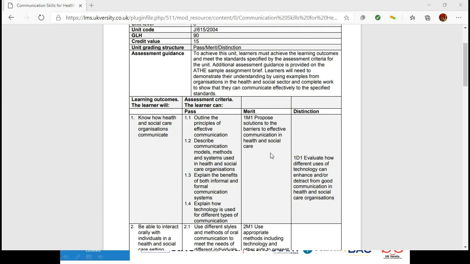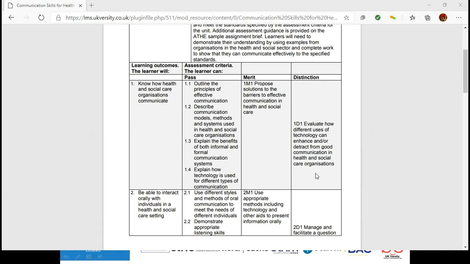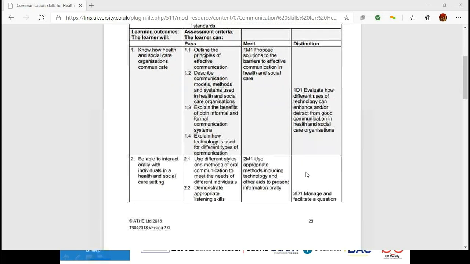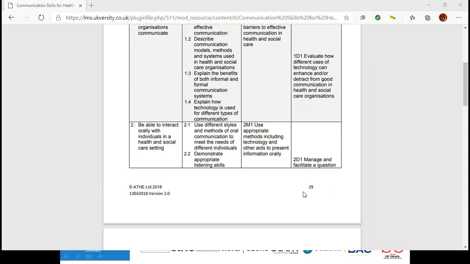any barriers to effective solutions. And then for the distinction, we looked at how we could evaluate different uses of technology. So that section was all about communication and how the sort of models and modes that we actually use to communicate. Today's outcome is about interaction. So learning outcome 2.